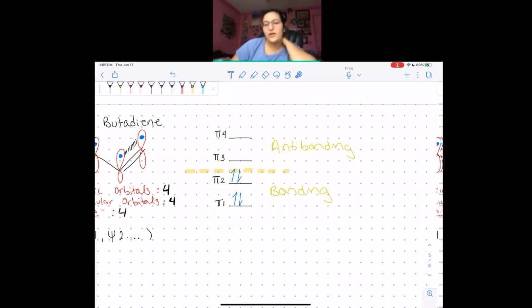Okay, so a fun way that we denote antibonding orbitals is with a star. And so we're going to go ahead and give a star to pi 3 and 4, so we know that it's antibonding. And then someone said, just to reiterate, antibonding has to equal bonding. Yes, there has to be the same number of bonding and antibonding orbitals.